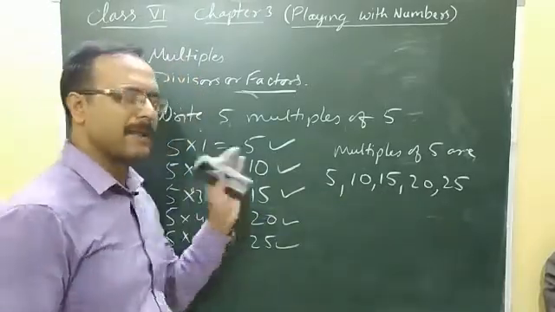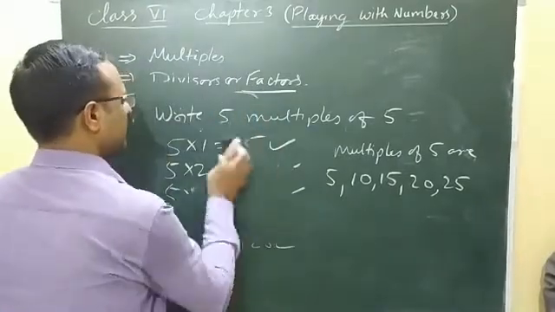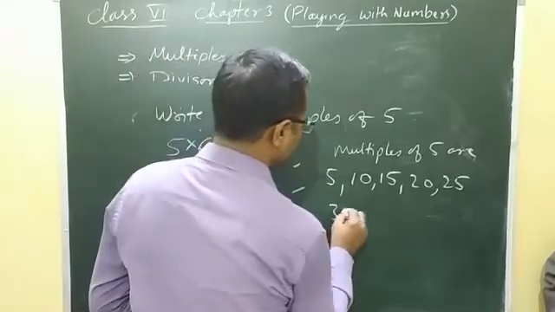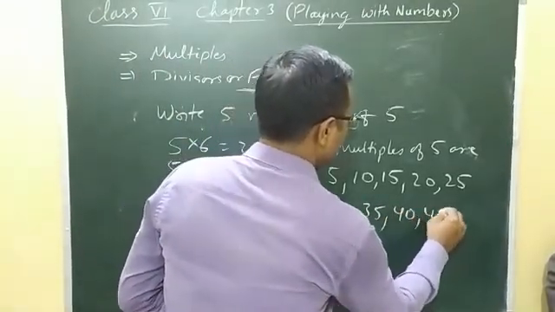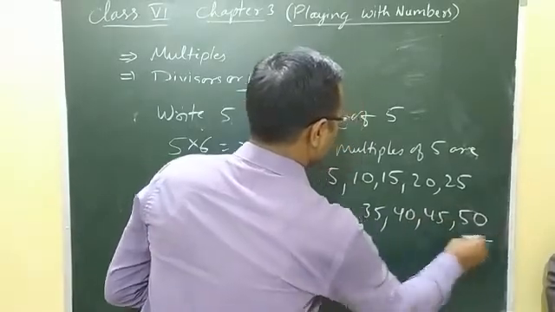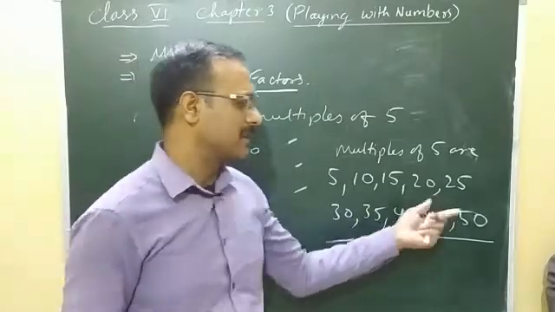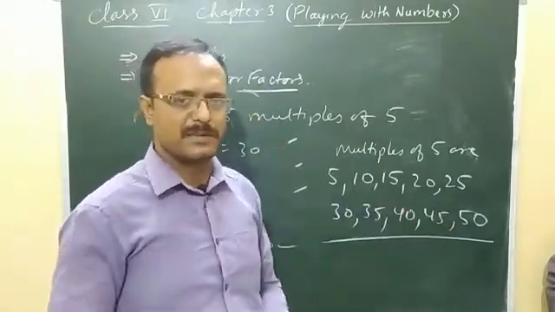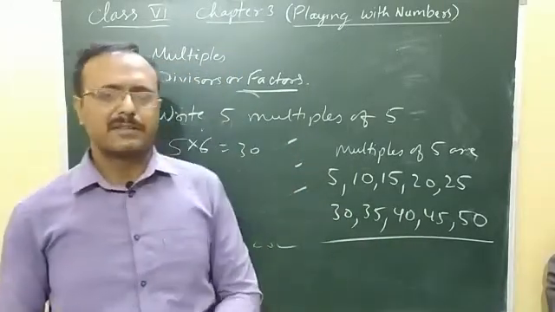If you start multiplying by 6, suppose you multiply by 6, then 5 sixes are 30. So you can start with 30, 35, 40, 45, 50. Like this also you can write the multiples, and it is also not necessary to write in sequence. You can take any middle numbers as multiples. So this was for the multiples and divisors.